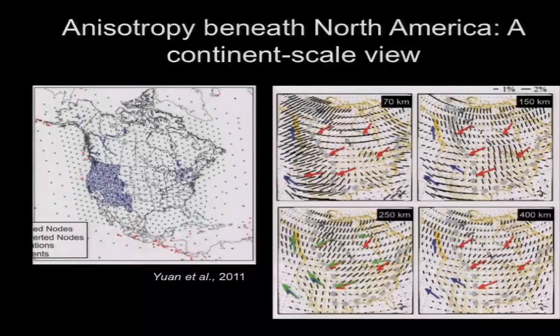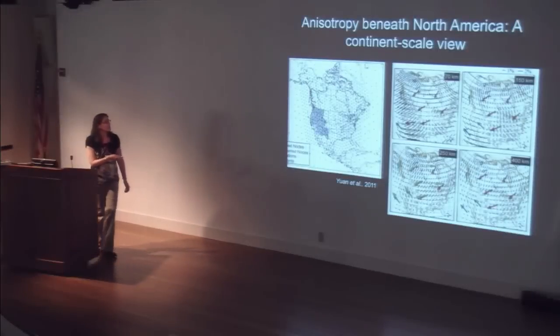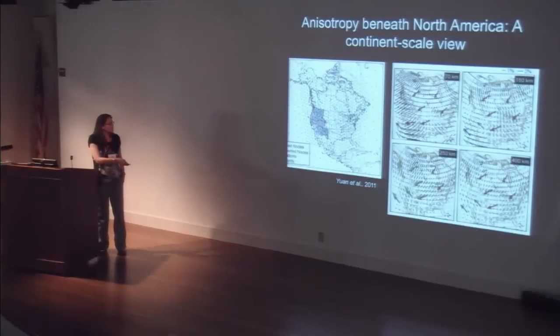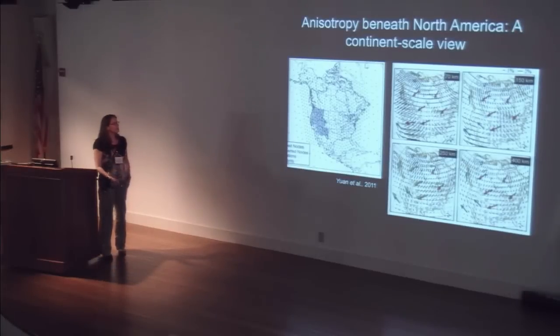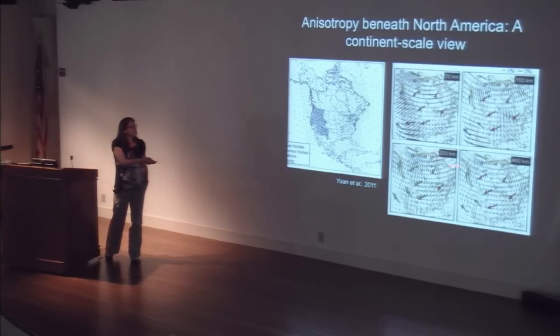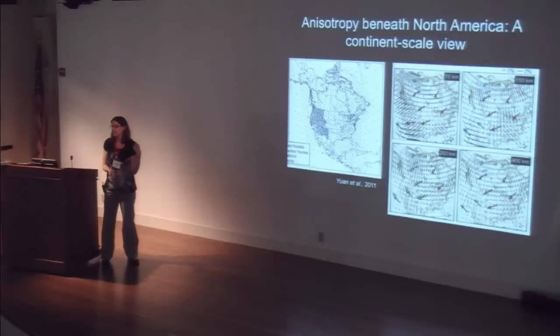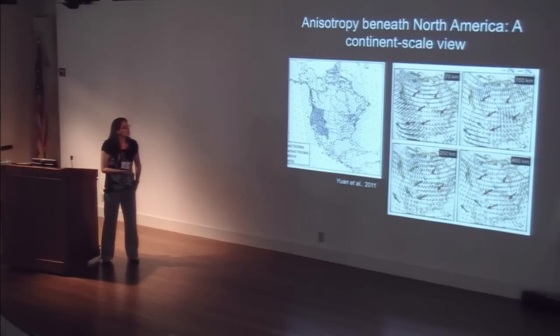And they've been constructing a synoptic, continent-scale view of anisotropy, incorporating constraints from both SKS and surface waves. This paper is now a couple of years old, so the densest data coverage is over here in the western part of the continent, and of course this is improving all the time. But what's really nice is that now we're getting a continent-scale view of things that is very well resolved in the western U.S. and is only going to get better as you go east with the addition of more and more Earthscope data.